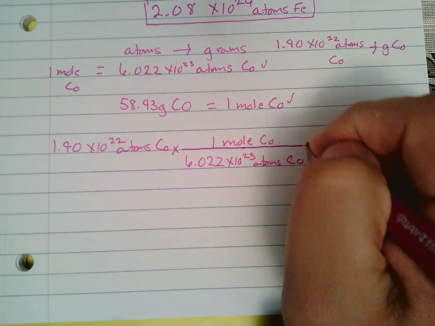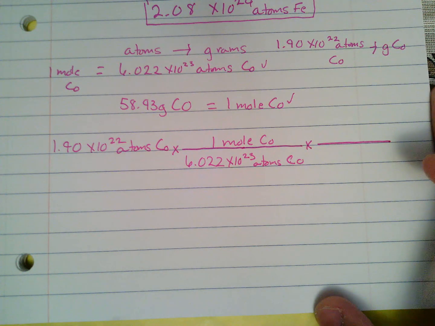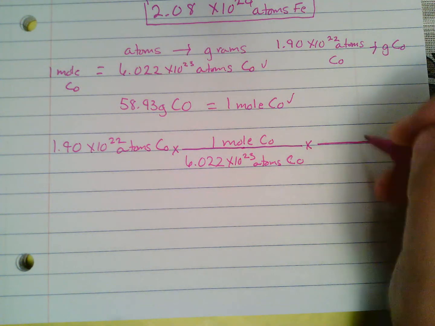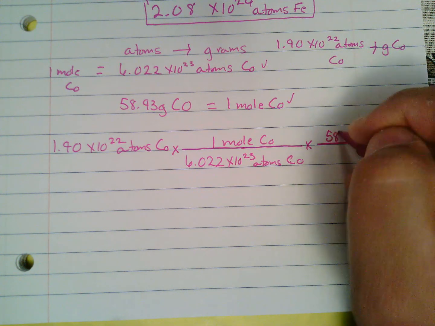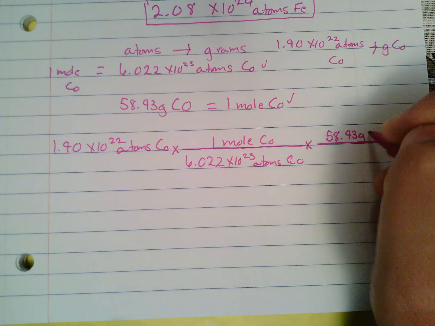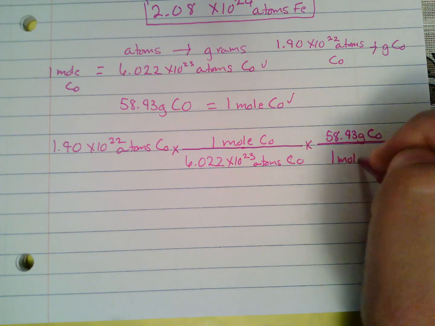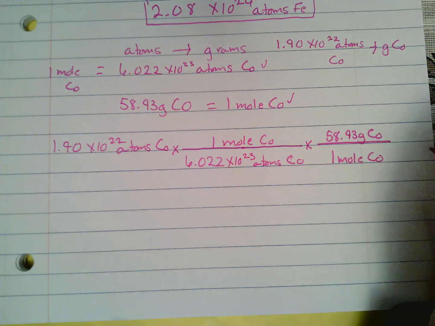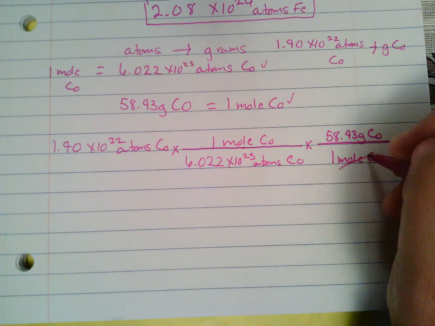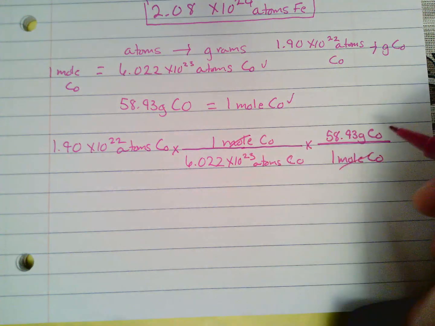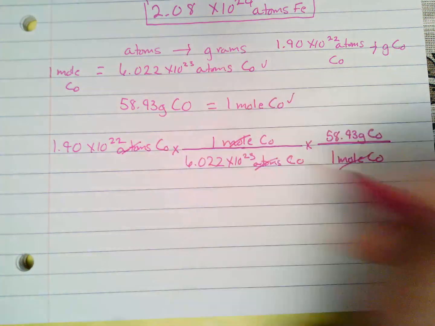So our next step, we'll go ahead and write it out so we can be ready for it, is going to be converting this now to grams. So we want grams, that needs to go on top. So now we use this conversion factor here, 58.93 grams of cobalt, and that is 1 mole of cobalt. Okay, so now, before we even get to the math, let's just cancel out what cancels out. Moles are on top and bottom, so that unit cancels out. Atoms are on top and bottom, so those units cancel out.